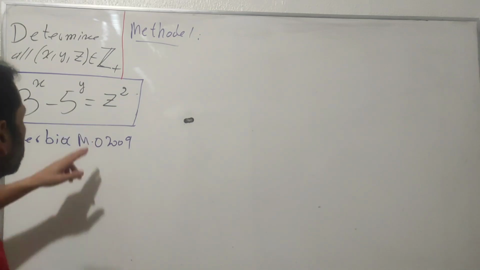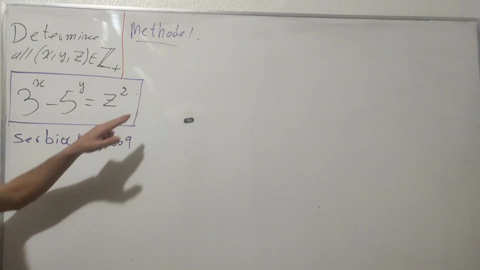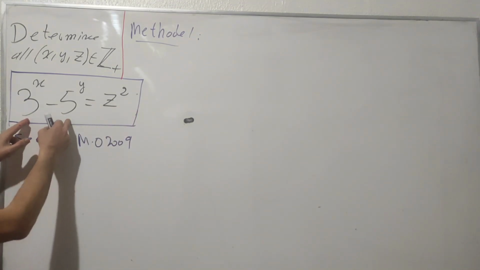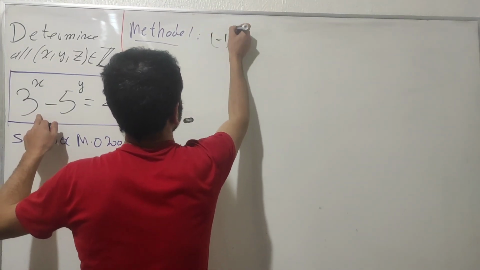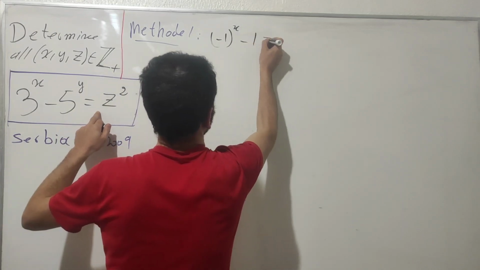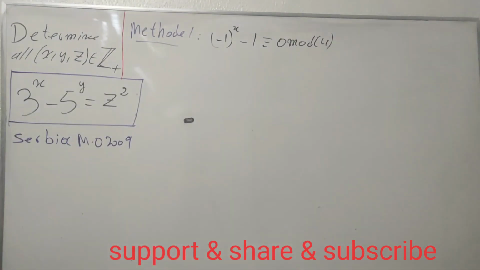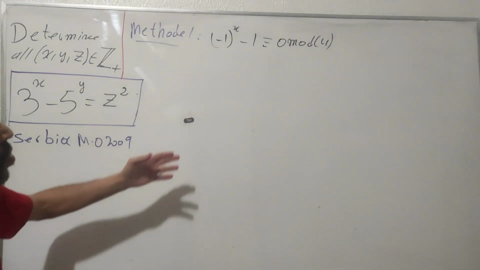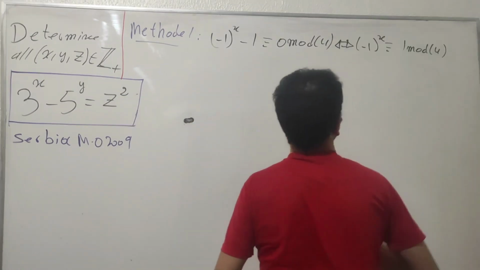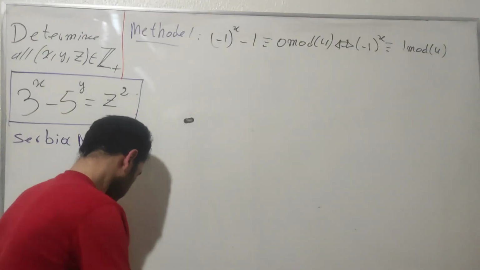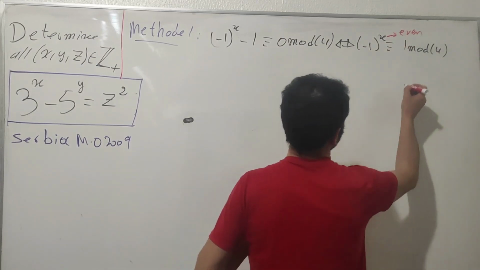By reducing this equation mod 4, this one is definitely congruent to 0 mod 4 because we know this difference is even. So this gives us (minus 1) to the x minus 1 is congruent to 0 mod 4, because 3 equals 4 minus 1, and 4 is 0. I'm going to move the minus 1 over to the right side of the congruence. Minus 1 to the x is congruent to 1 mod 4. So x is definitely even.